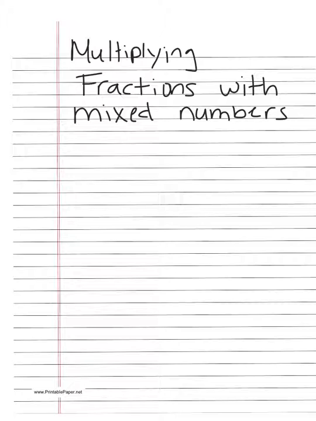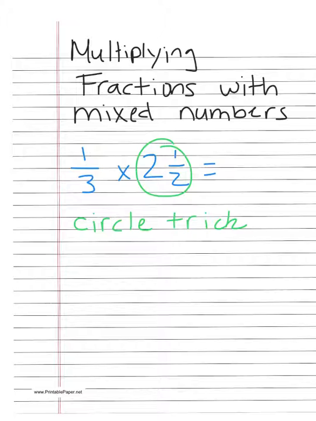Sometimes I might have a fraction multiplication equation where I have a whole number in the middle. Now that this is here, I cannot multiply across. That does not work. So I have to use something called the circle trick to change this number into a fraction that I can multiply across.